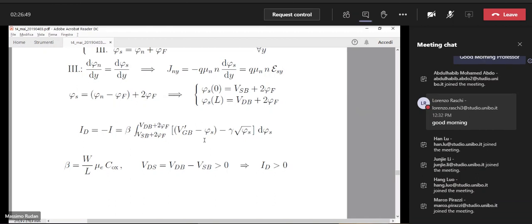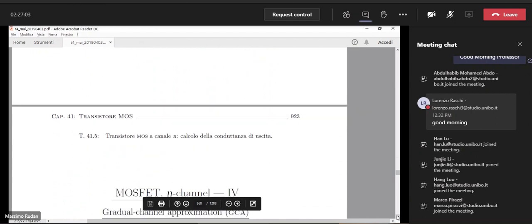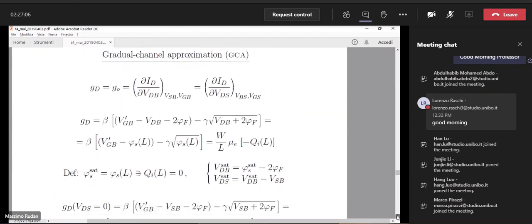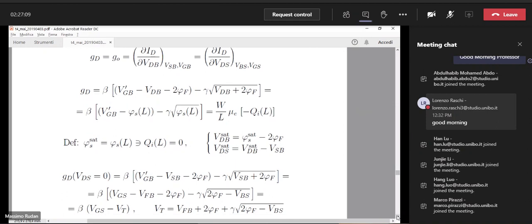So the conductance GD is simply found by letting phi s here and there equal to VDB plus 2 phi f. So we do it, and we find this expression of the drain conductance. It is equal to beta times (VGB prime minus VDB minus 2 phi f minus gamma square root of VDB plus 2 phi f).